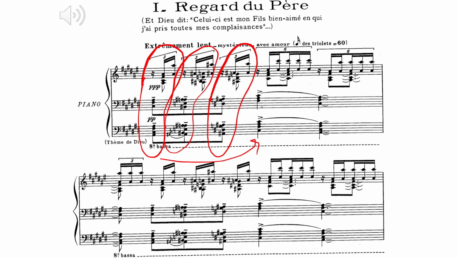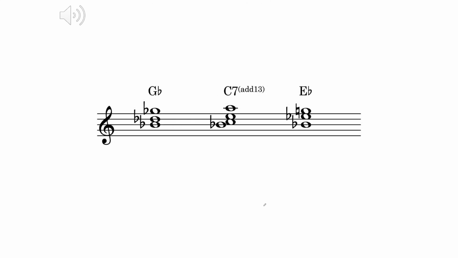So, and then we have the first chord again, F sharp major. And at that point, we have the same chord progression again. So, this is a simplified spelling of the progression: G flat major in first inversion, C dominant 7th with added 13th, or substituted 6th, it is also possible. Both will give the same explanation, and then E flat major. Let's listen to this progression.